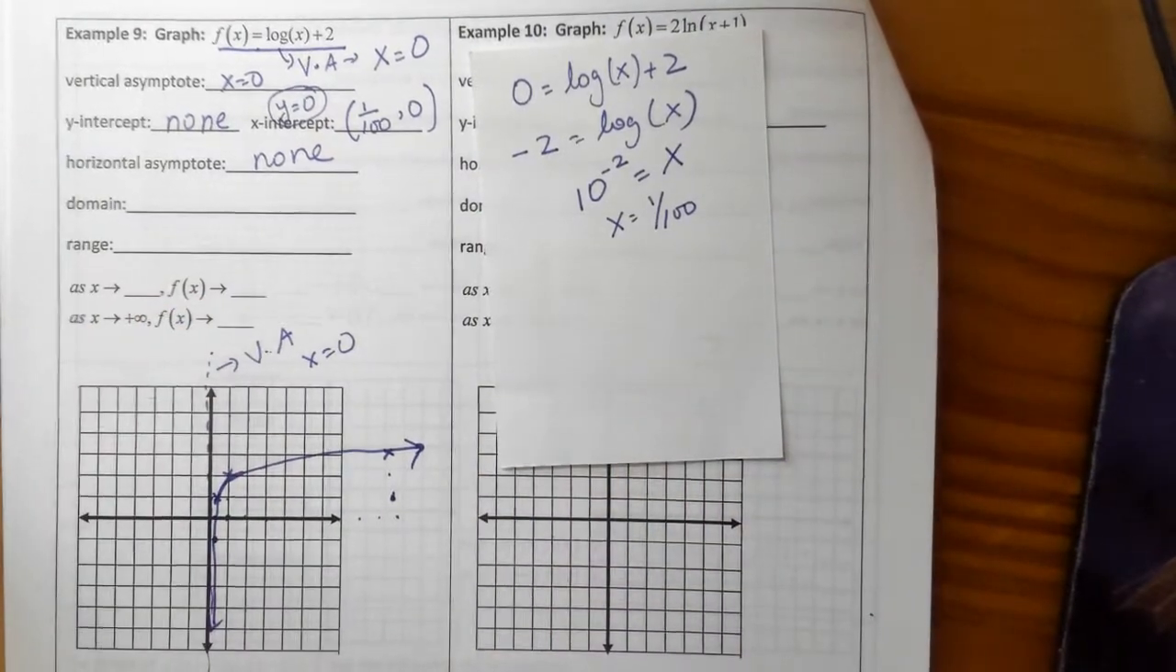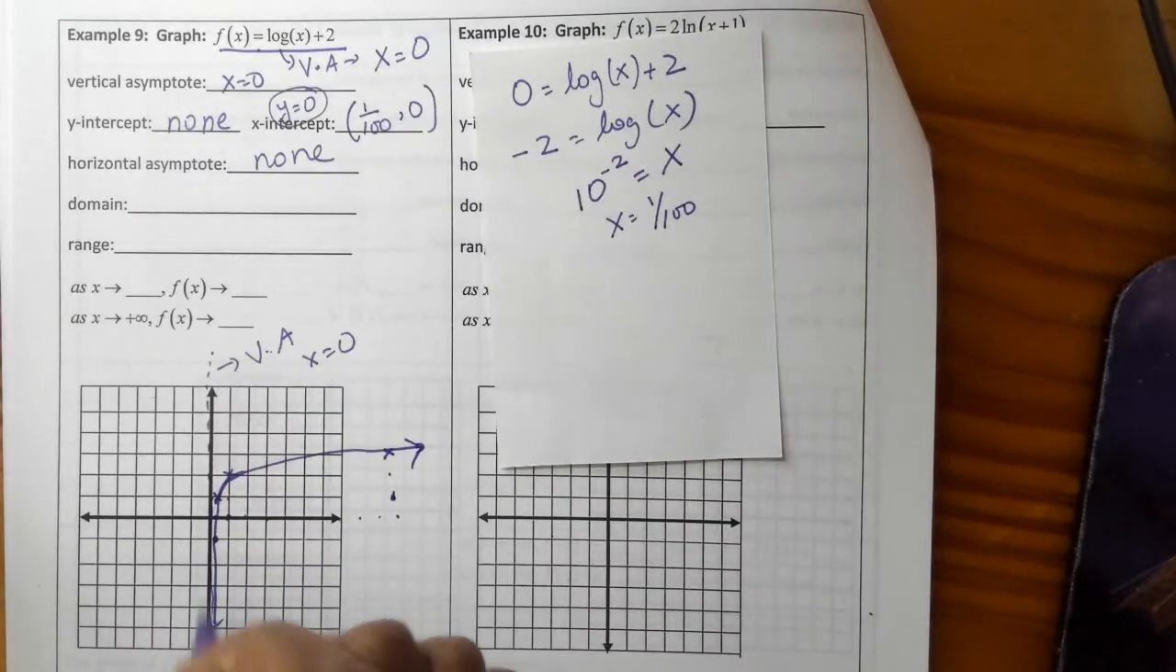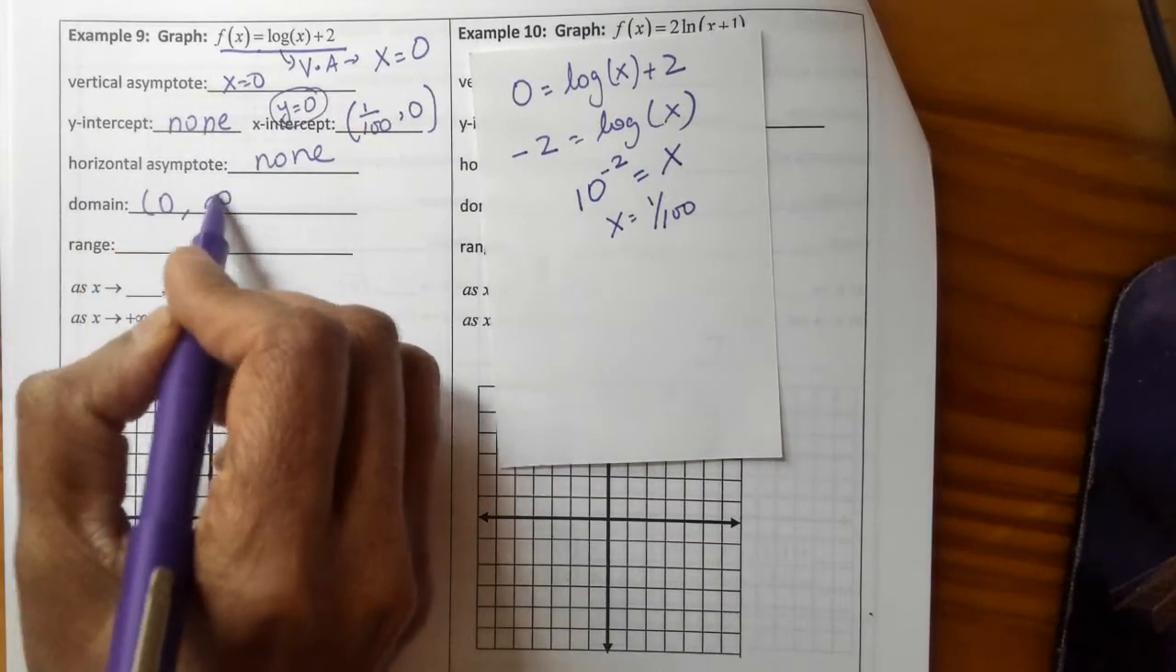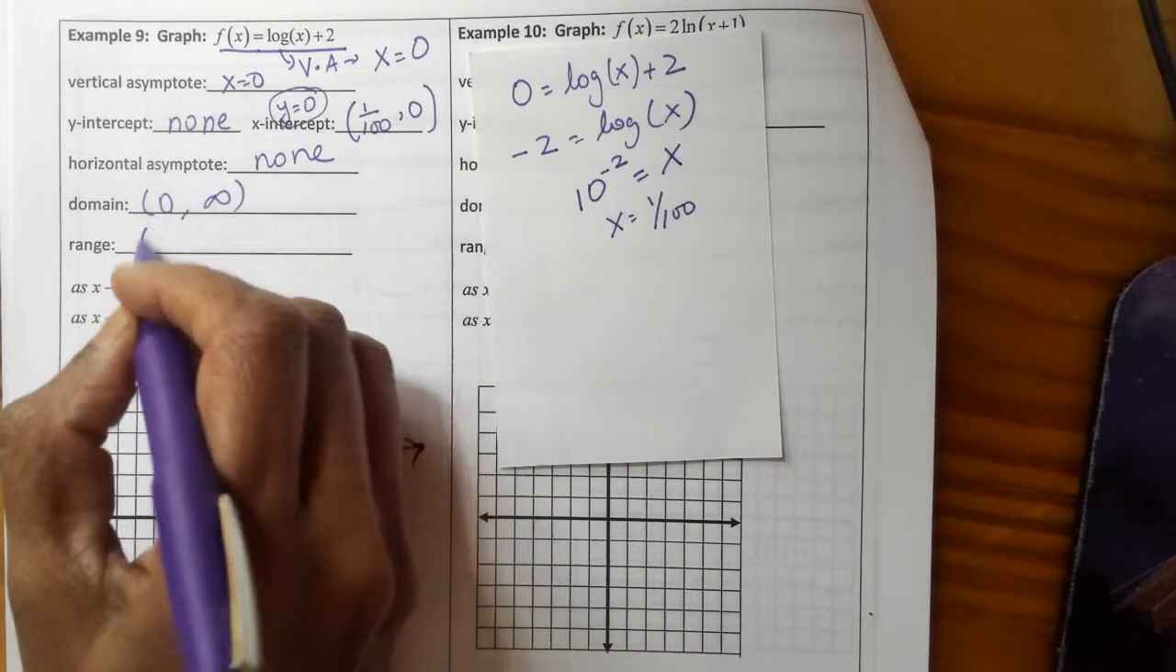I'm just going to leave this here for anyone who wants to continue looking at it. My domain starts at 0, goes to infinity. Everybody should be able to see that, x values. My range is negative infinity to positive infinity.